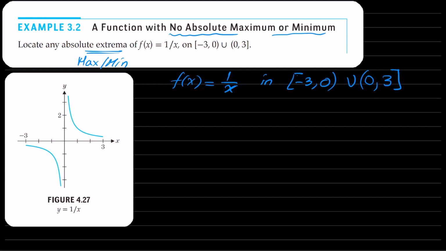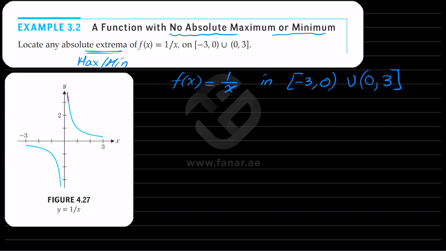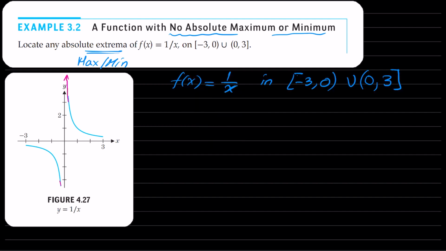If you look at this function here, it's drawn from 0. So at 0, the graph keeps going up and it never touches 0. And here, in this interval, we have neither a maximum nor a minimum point.